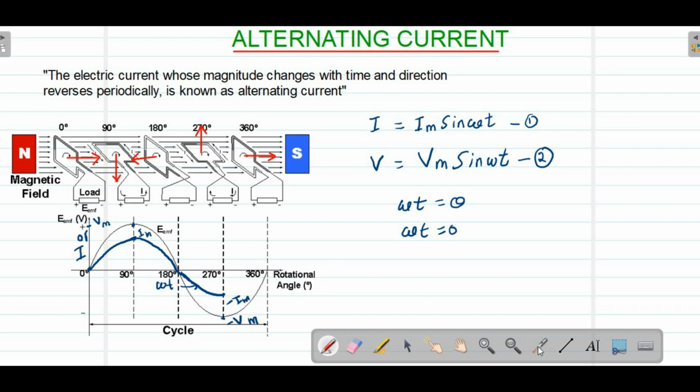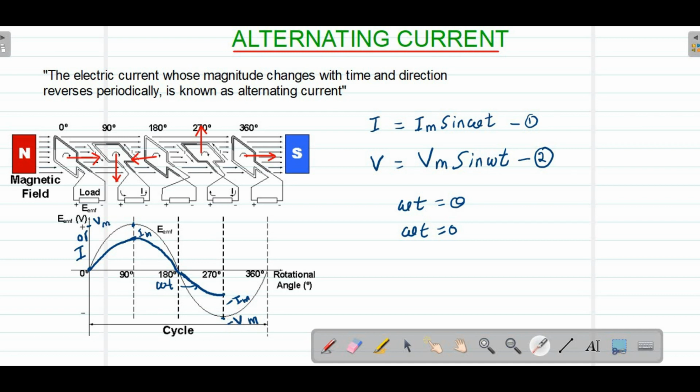Okay. Now in the last quarter rotation, that is 360 degrees. Again, if it rotates in this direction, it has completed one full rotation, that is 360 degrees. When we substitute here omega t equal to 360 degrees, sin 360 is 0. So V equals Vm into 0, voltage becomes 0. At the same time, current also, omega t equal to 360 degrees, I equals Im into 0, then current becomes 0. So both the current and voltage reach 0 at 360 degrees rotation.